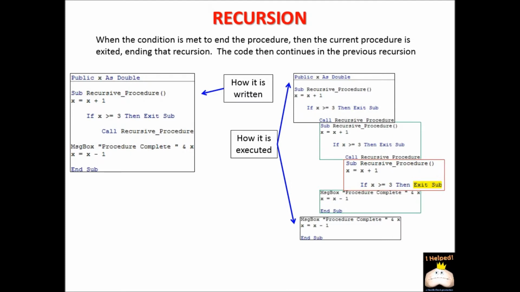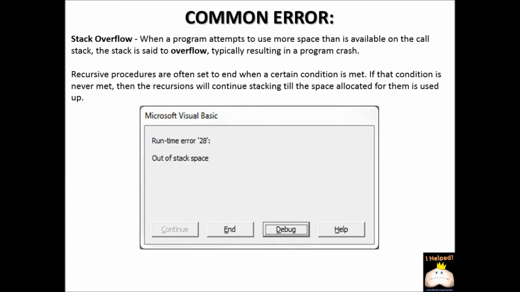The point I want to make here is that recursive procedures or recursive statements will continue infinitely until you either get a Stack Overflow error or you have a conditional statement in there that allows a recursion to end. All right, so I've talked about this Stack Overflow error, and here's an example of it. When a program tries to use more space than is available on a call stack, that stack is said to overflow. And usually this results in a program crashing or other problems. It is an error that we want to avoid.